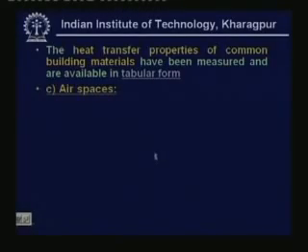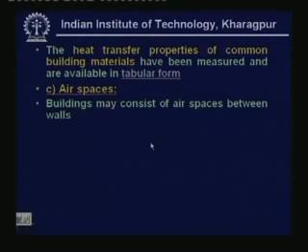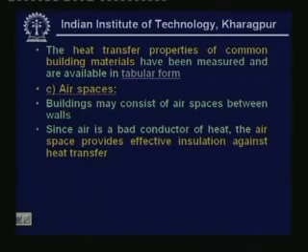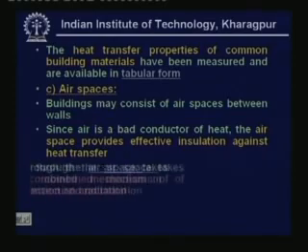Now let us look at air spaces. What is an air space? Buildings may consist of air spaces between walls, and air spaces may also be there, for example, in the false ceiling or in attic space. Since air is a bad conductor of heat, the airspace provides effective insulation against heat transfer. This is one of the reasons why airspaces are used in buildings. It provides good insulation against heat transfer, so the load on the building gets reduced.